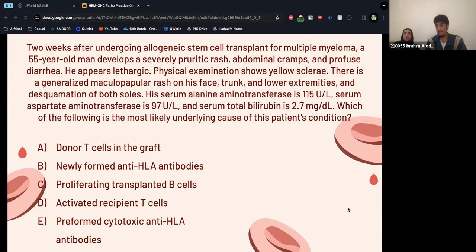A, donor T cells in the graft. B, newly formed anti-HLA antibodies. C, proliferating transplanted B cells. D, activated recipient T cells. Or E, preformed cytotoxic anti-HLA antibodies.